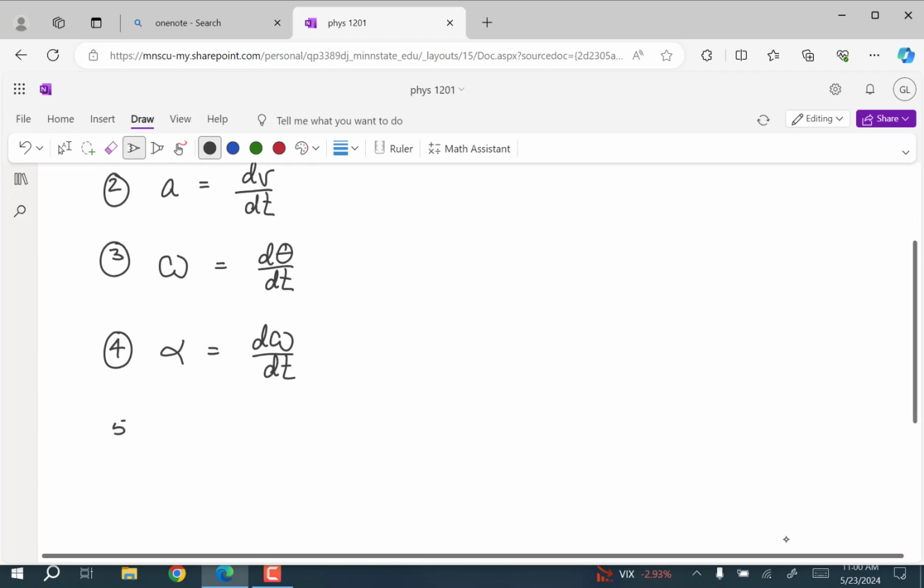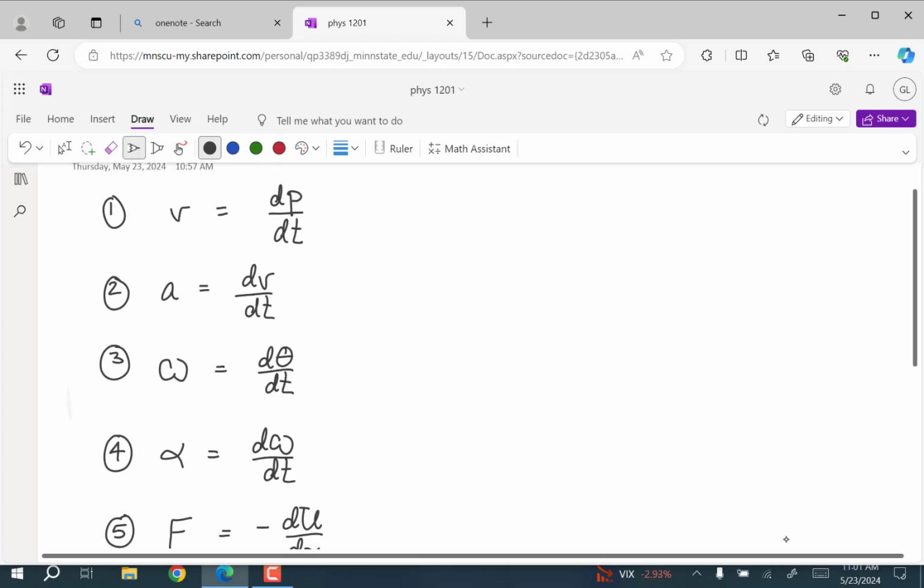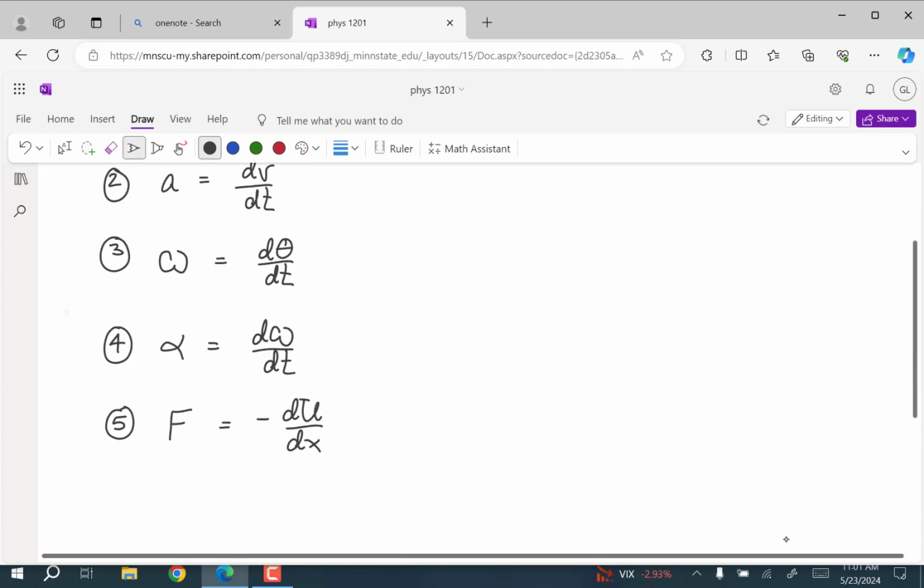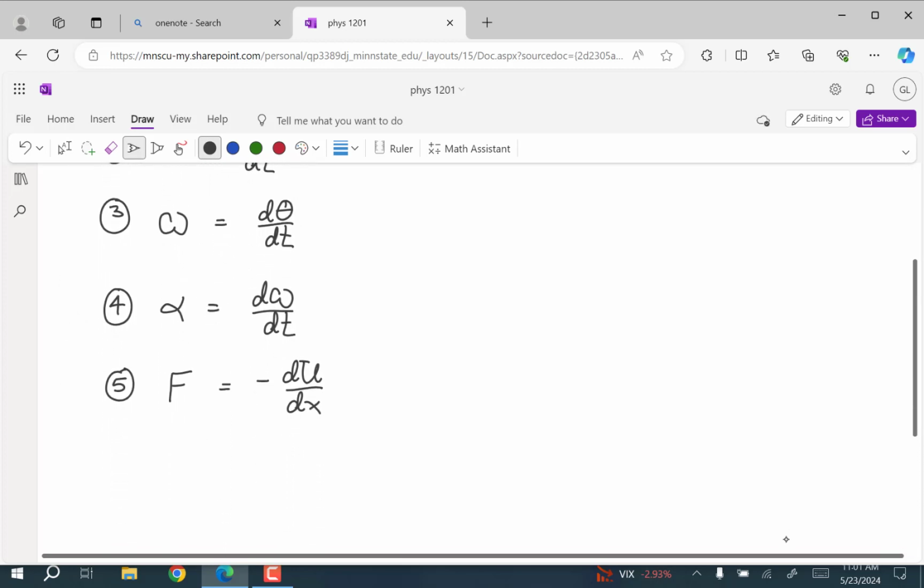And last, the only one that is not a derivative with respect to time, we know that the force applied to an object is the negative derivative of the potential energy with respect to x. Okay, and remember that you want to keep these in mind all the time in this class.